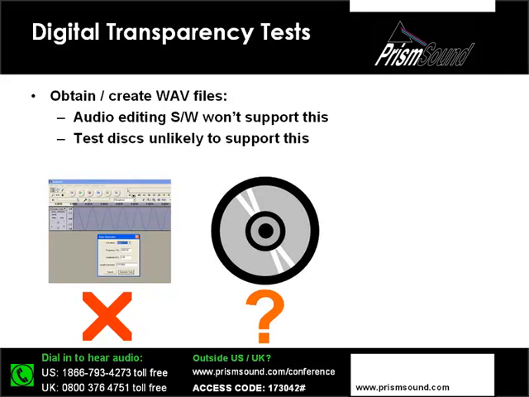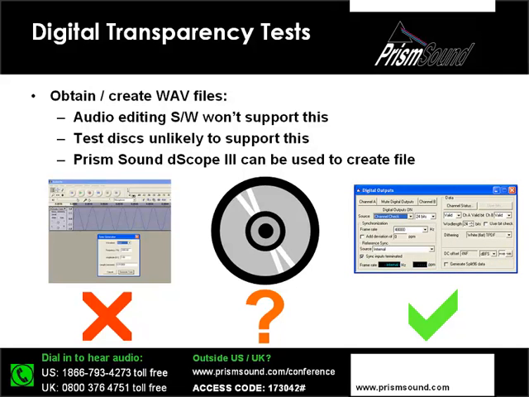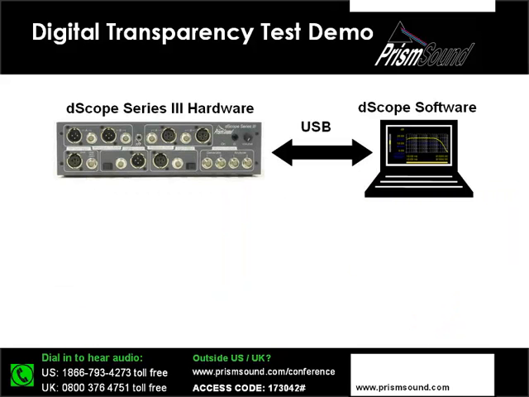Test discs, there may be test discs out there that could be produced. It's perfectly possible for somebody to make a recording of our channel check sequence and record that onto a test disc, but it will probably be difficult to find. So my best recommendation for performing this test would be to use a bit perfect recording from the Dscope digital outputs using the Dscope Series 3 test system. And that is exactly what I did. So once again, I'll talk you through the demonstration that I'm going to show you.